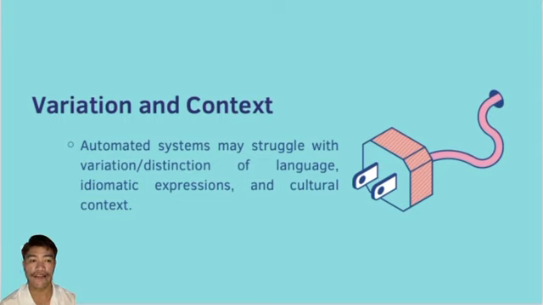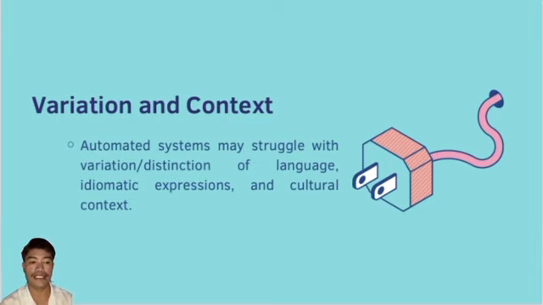First up, we have variation and context. Automated systems may struggle with distinctions of language, idiomatic expressions, and cultural context. Difficulties in understanding and accurately scoring creative or unconventional responses.